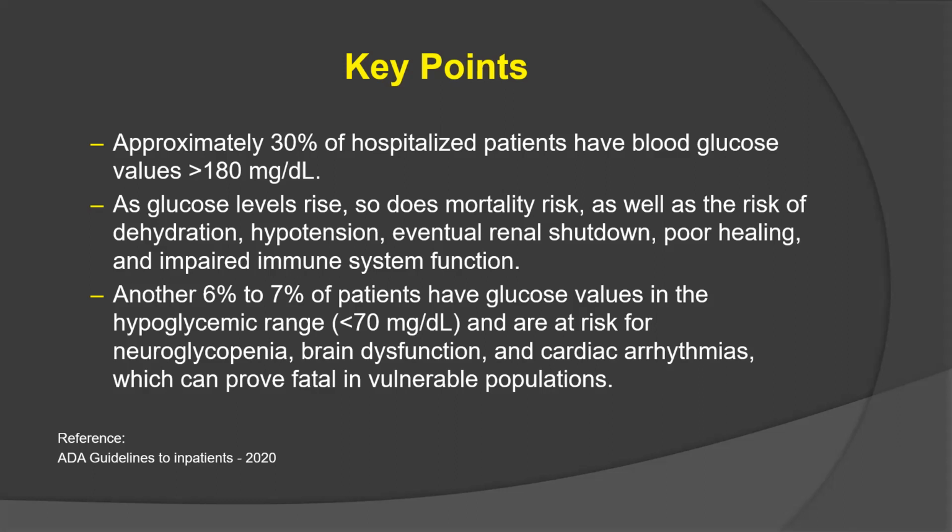Another 6 to 7% of patients have glucose values in the hypoglycemic range, that is less than 70 milligram per deciliter, and they are at risk for neuroglycopenia, brain dysfunction, and cardiac arrhythmias, which can again prove fatal in vulnerable populations. So you see, we have to keep these points in mind to understand the importance of normal glucose levels when a patient is hospitalized for any reason.